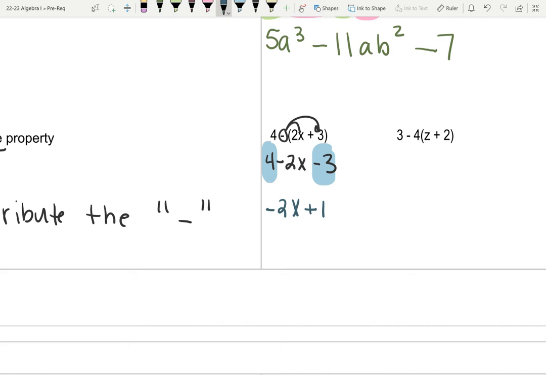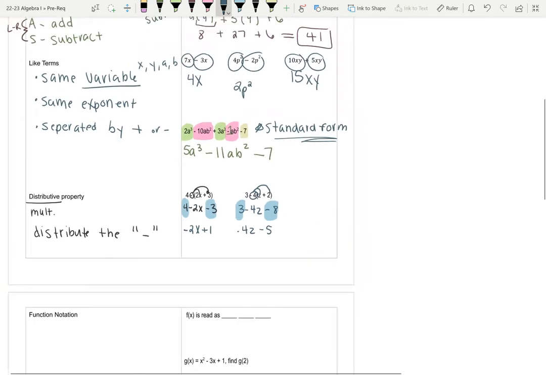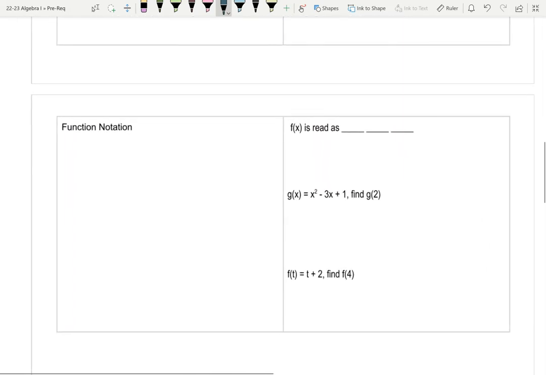This next one here is a little bit easier visually. So we have the minus 4 to distribute over. So this becomes 3 minus 4z minus 8. And then I can combine my 3 with my minus 8 to get a final answer of negative 4z minus 5. Remember, for standard form, your letters come first. You need to write that down for yourself. Go ahead. The last thing we have here is function notation.